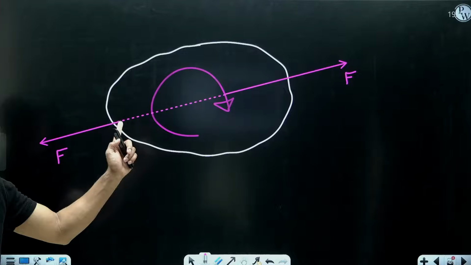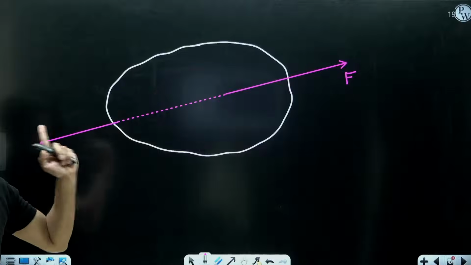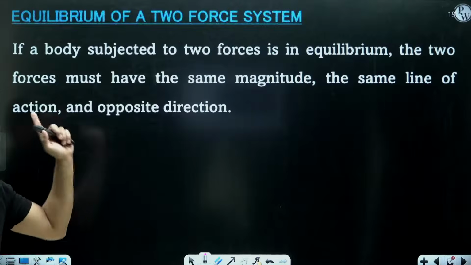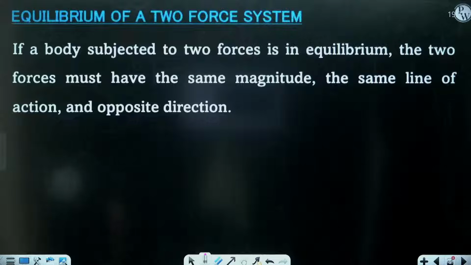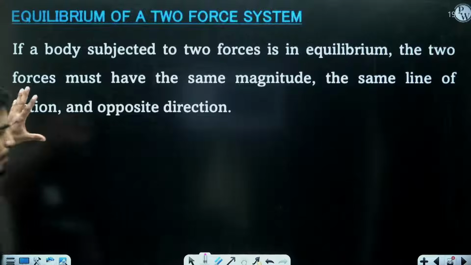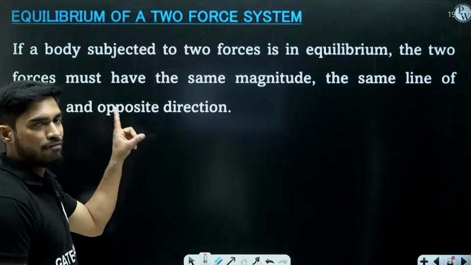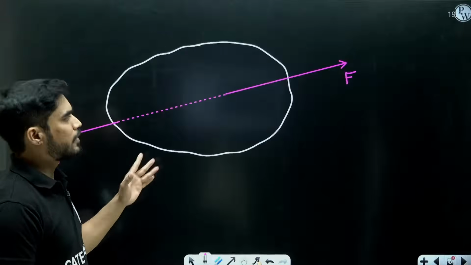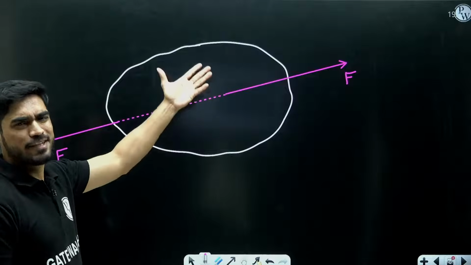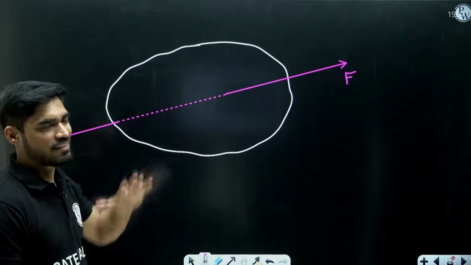So this cannot happen. If the body is subjected to only two forces and the body is in equilibrium, then the two forces must be equal, opposite and should have the same line of action. Okay. Now you will not get questions from this case because it will be very easy, right?